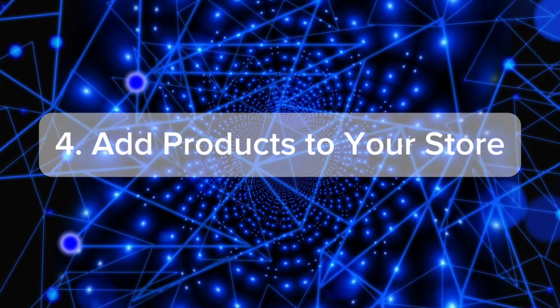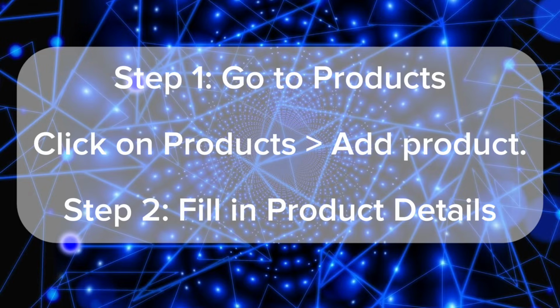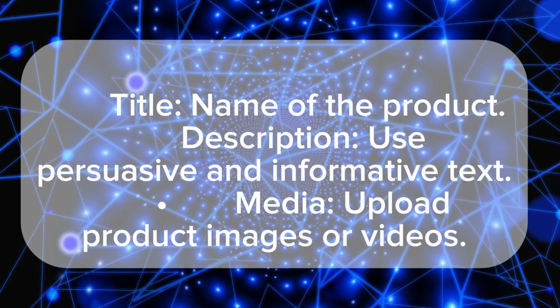4. Add products to your store. Step 1. Go to Products. Click on Products > Add Product. Step 2. Fill in product details. Title: name of the product. Description: use persuasive and informative text. Media: upload product images or videos.